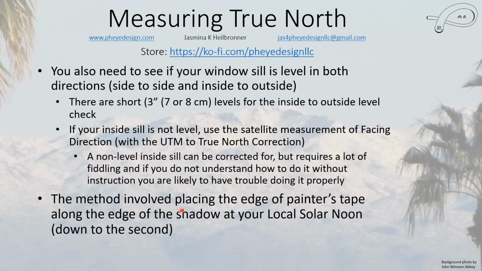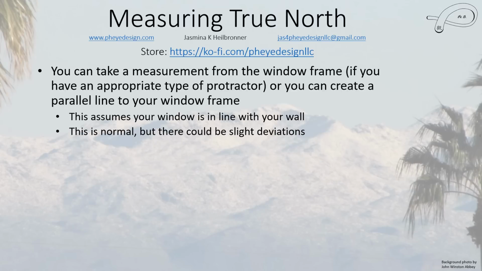Now, this method that I'm going to show you revolves around placing the edge of painter's tape along the edge of the shadow at your local solar noon, and that's down to the second, because the sun moves surprisingly fast. Now, you can take the measurement from the window frame if you have an appropriate type of protractor, or you can create a parallel line to your window frame for a more standard type of protractor. Now, this does assume that your window is in line with the wall, and that's normal. I mean, there could be slight deviations. I wouldn't be too worried about them. It's okay.